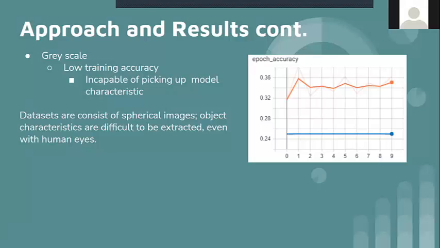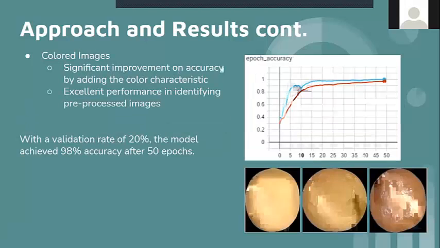So knowing that, if we go to the next slide, we'll be able to see that. Here we have 3 images of oranges, with 3 different types of oranges we're trying to analyze and classify. Here we've added the third dimension to the matrix, the color. So we'll be using color images here, and that's a significant improvement on the accuracy by adding the color characteristic, by just looking at the appearance.